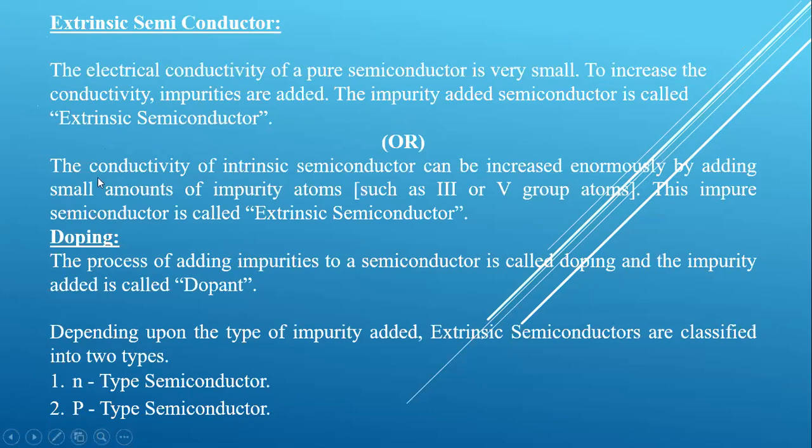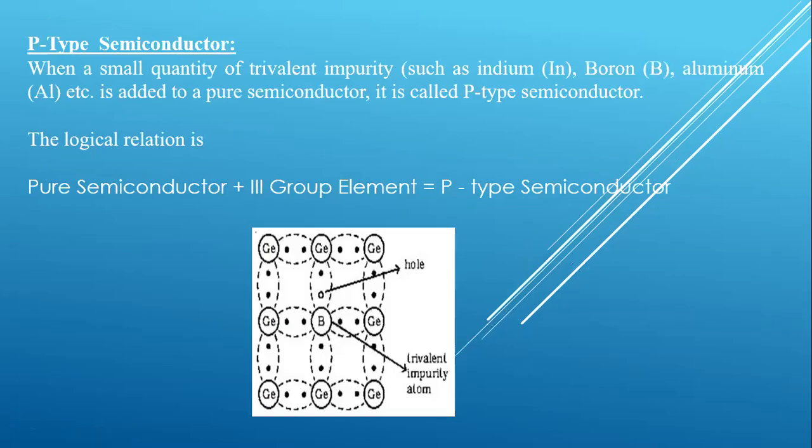Now, another definition is there. The conductivity of the intrinsic semiconductor is a small amount. So we are adding either a third group element or a fifth group element, which we can call impurities. These impurity-added semiconductors are called extrinsic semiconductors. Based on the impurities added, we have the N-type semiconductor and the P-type semiconductor. See next one.